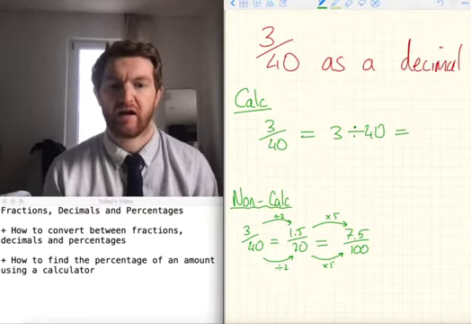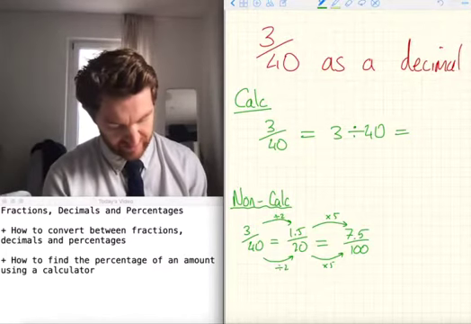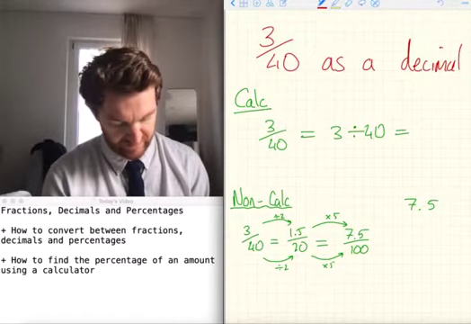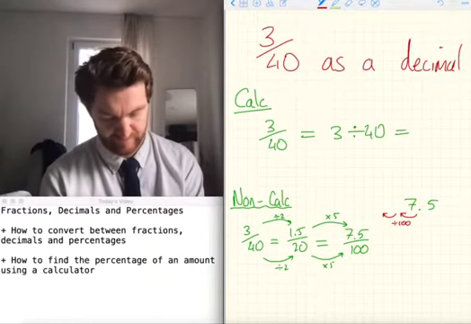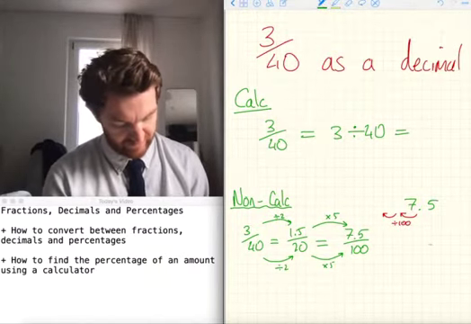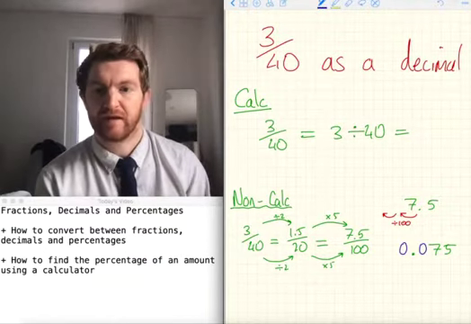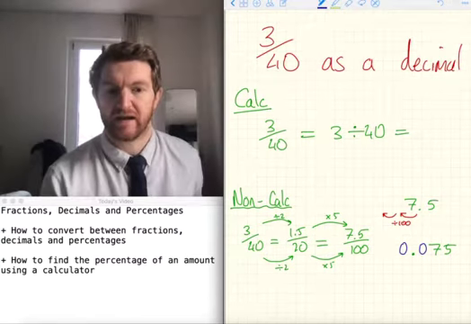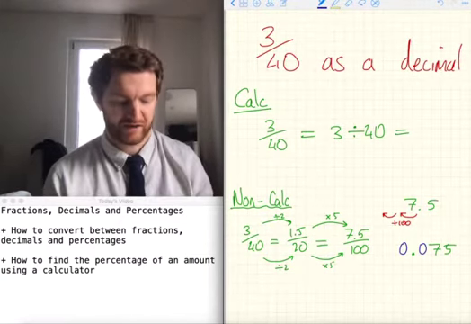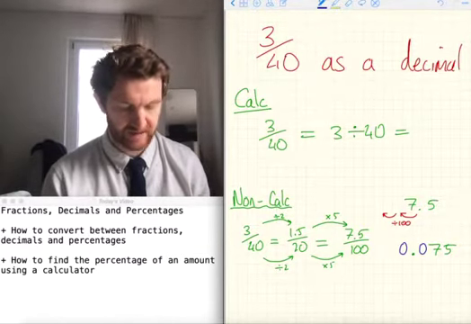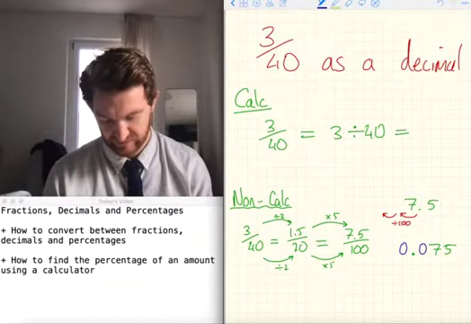Once I've got 7.5 out of 100, I know that if I write that down, I've got 7.5, and dividing by 100 is like moving the decimal point 2 places back. That's what happens when you divide by 100. So we've got this 7 and a 5, the decimal point has moved back to here, and then I just fill in the empty spaces with zeros. And that is how I can get my decimal from a fraction. Similarly, on your calculator, you type in 3 divided by 40, press equals, and it will give you the same answer, 0.075.